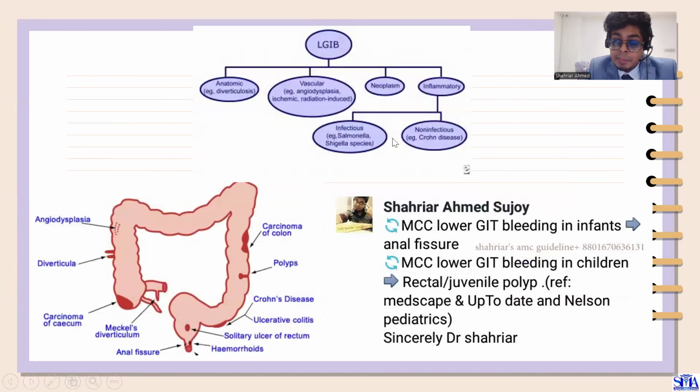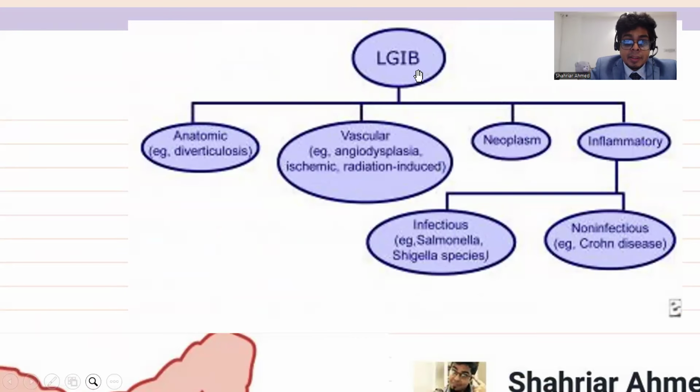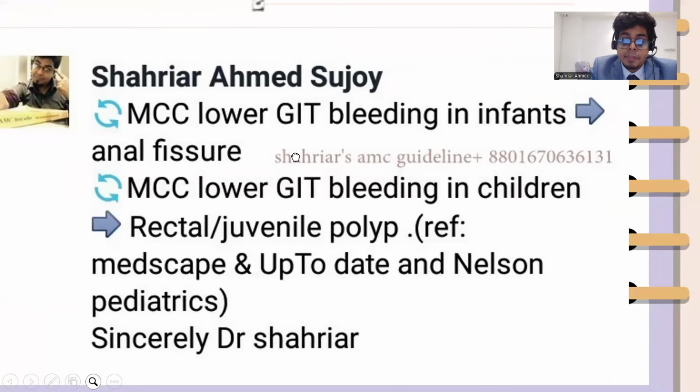Next page we have some information. One thing is given: lower GI bleeding. This is the last question we're dealing with, so you can chill now. Lower GIT diverticulosis, lower GIT angiodysplasia, which is vascular. Of course, cancer can happen. Rectal cancer, fresh rectal bleeding, inflammatory like IBD, and in IBD cases again you cannot perform the proctoscope, right? So as in anal fissure cases.